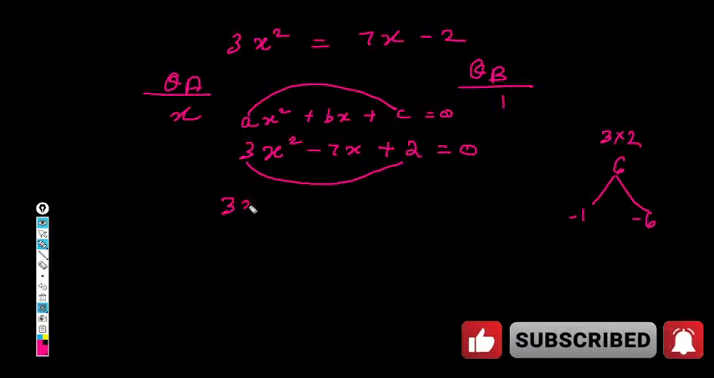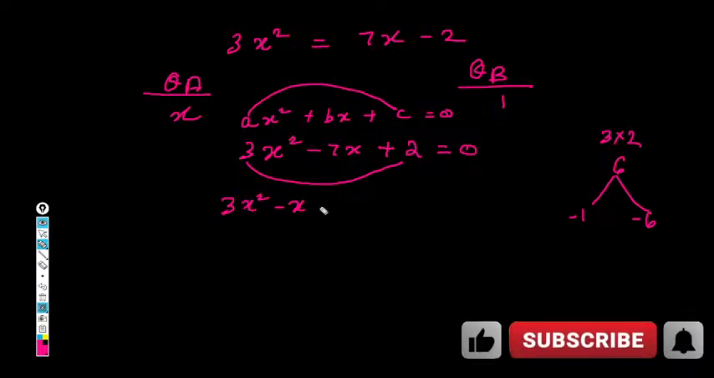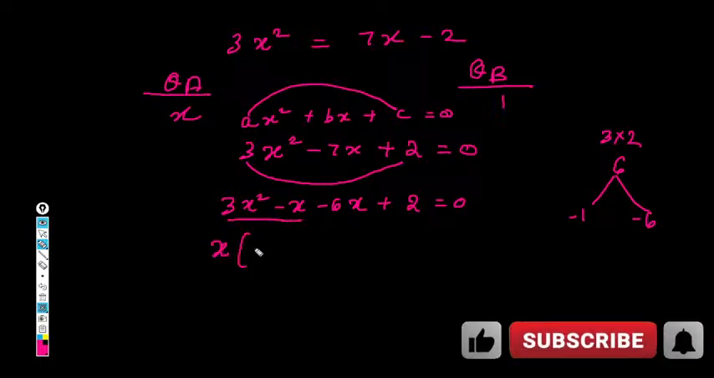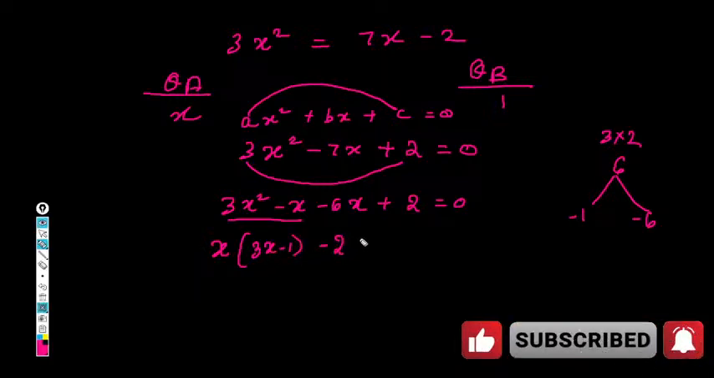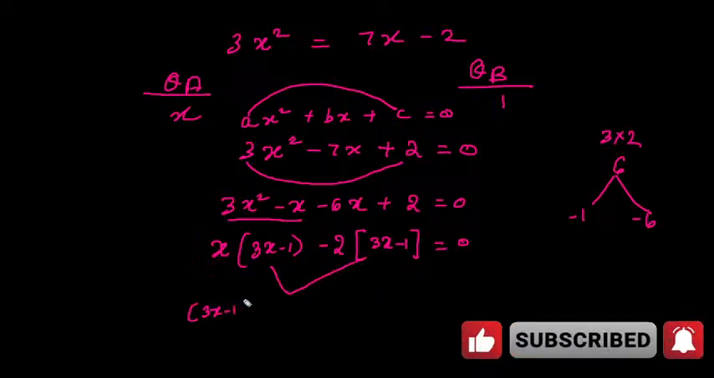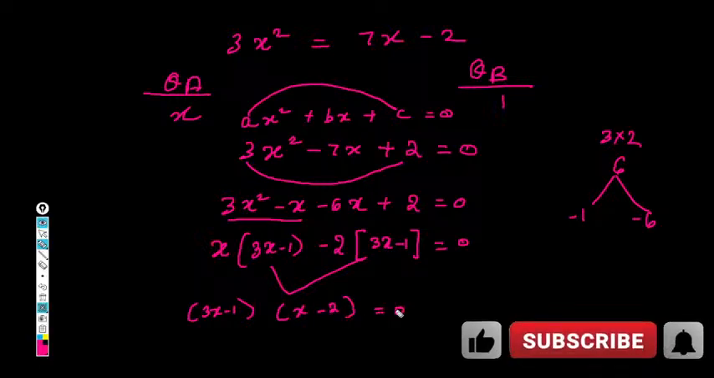So I can write 3x square minus x minus 6x plus 2 is equal to 0. From the first two terms, I can take x common, remaining will be 3x minus 1. Here I can take minus 2 common, remaining will be 3x minus 1. From both, I can take 3x minus 1 common, and the other x minus 2 is left out. If I solve for the roots, what will I be getting?